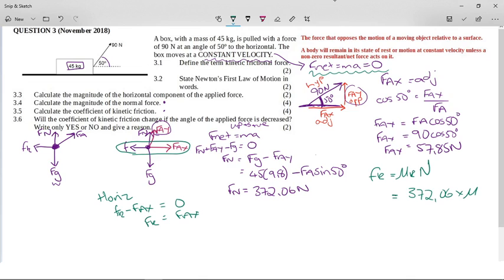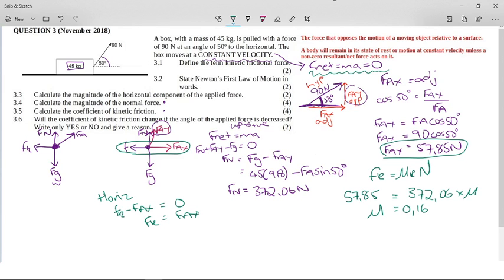Luckily, in this part of the question, I worked out the x component. So this is 57,85, goodness me, my handwriting. 57,85 is going to be equal to 372,06 times mu. By algebra, you can work out mu, the coefficient of friction, is 0,155, which I'm going to round off to 0,16.